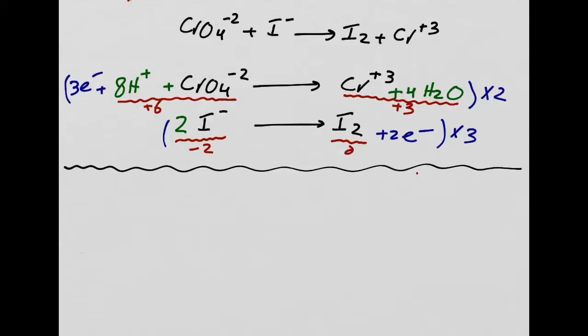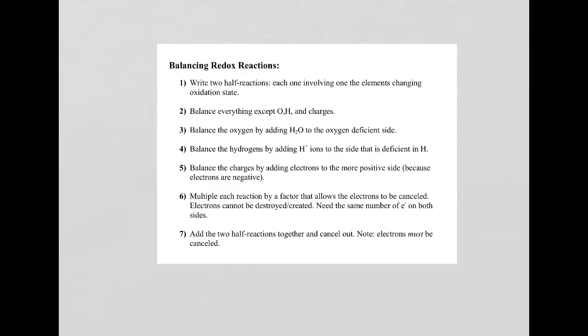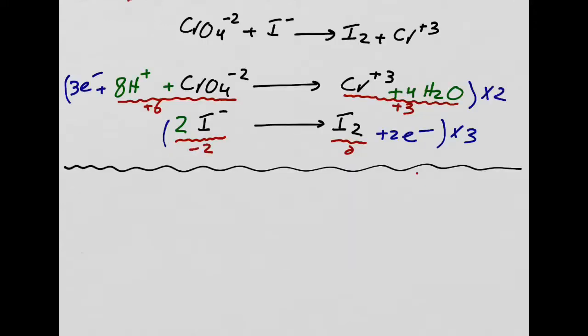All right, now the last thing to do: we're going to add the 2 half reactions back together and cancel out anything that we can cancel out. Because if you remember, at the beginning we made 2 half reactions. We're going to combine them back together. We're going to add up all the reactants together, and we're going to add up all the products together. The one thing you have to pay attention to, don't forget to multiply these out. So let's do it together.